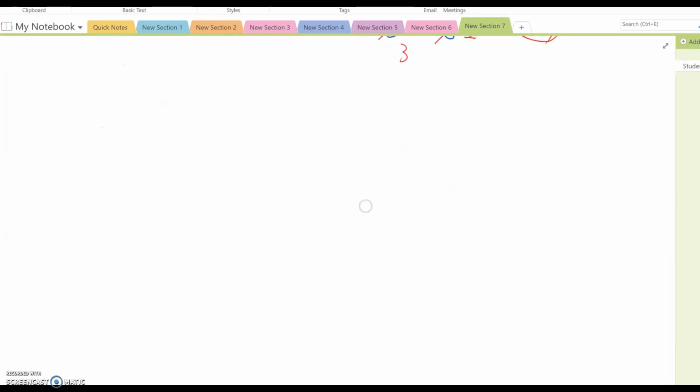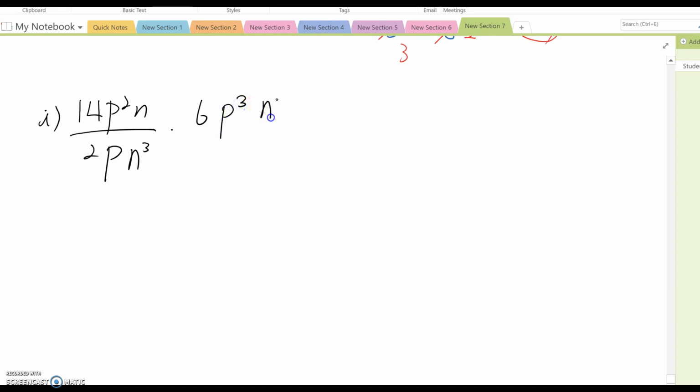Okay, then let's look at one example. The given question is 14p squared n over 2p n cubed, multiplied by 6p cubed n squared over 7p n fourth. Like last time, I'm going to regroup the number terms, p terms, and n terms all separately.